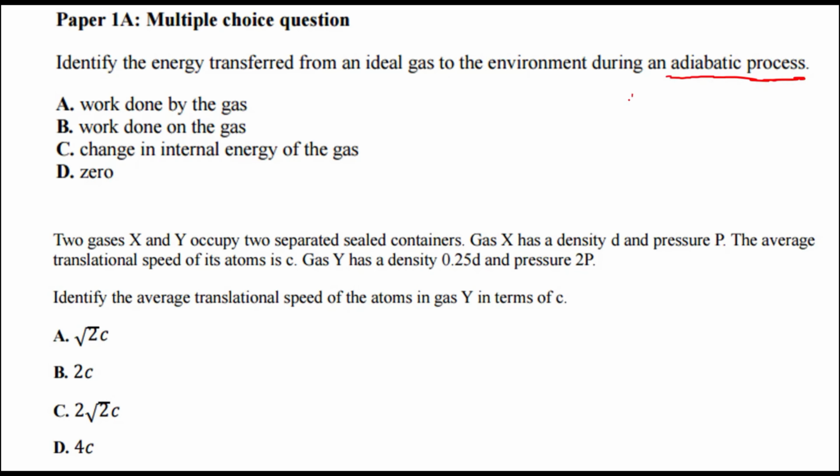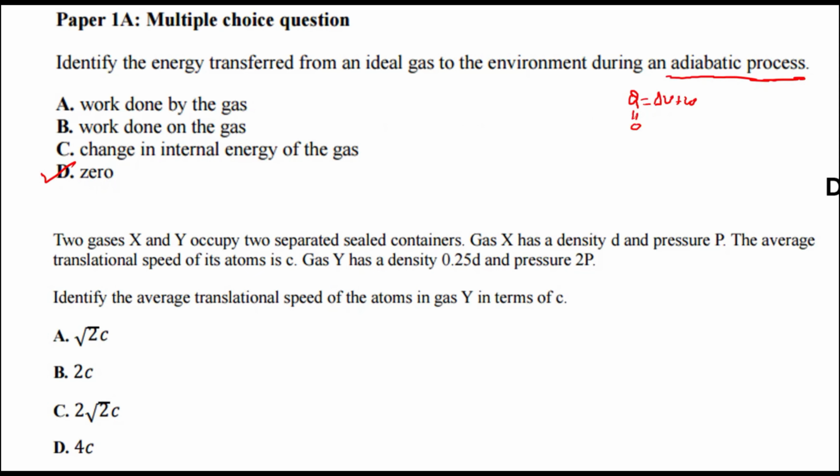So in the equation, Q is equal to delta U plus W. For an adiabatic process, the heat transfer is 0. So the answer for this question is nothing but B. Going to the next question.